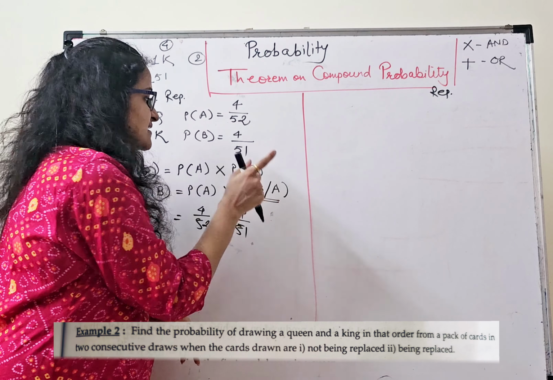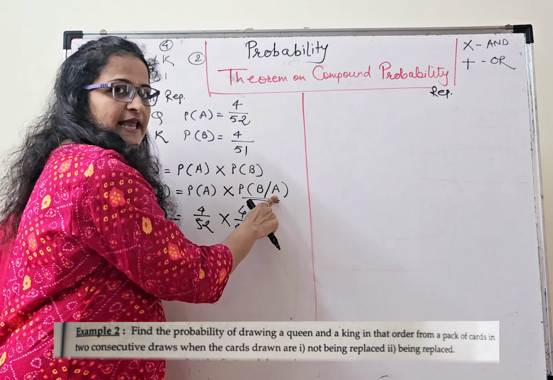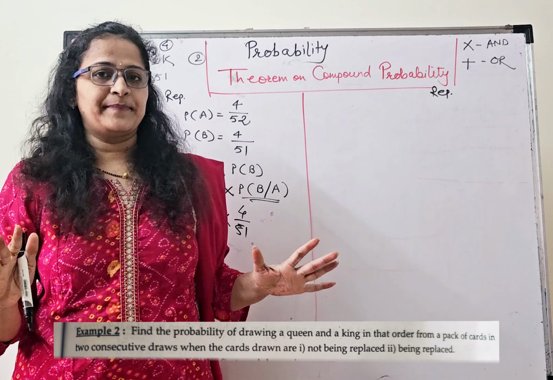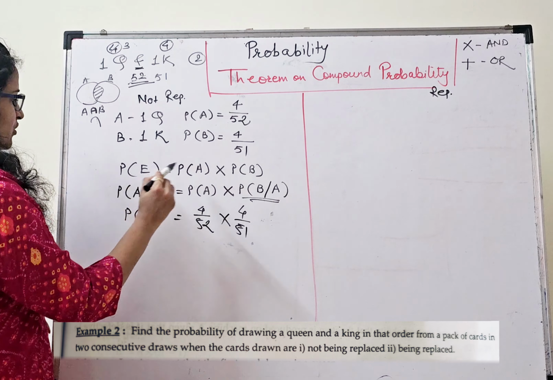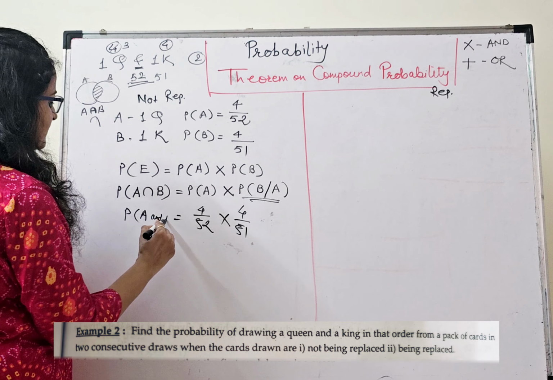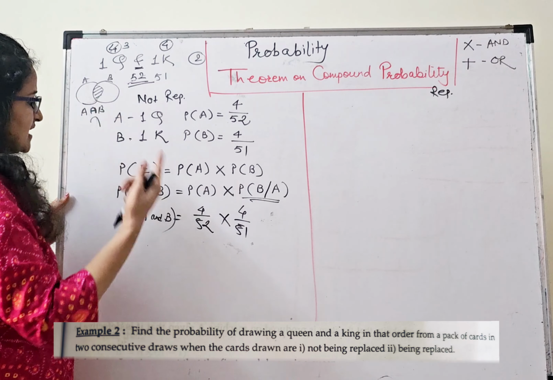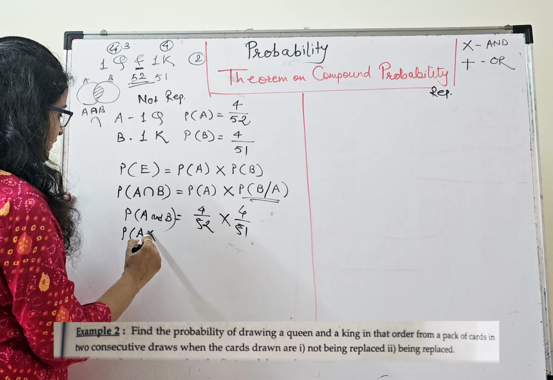Just by looking at this, one should understand that event B is dependent on A, and we are trying to find out the probability of B when A has happened or occurred. So this is the final answer of your question. This can also be represented as what? A and B, right? A intersection B means A and B, means multiplication. That is nothing but A into B.